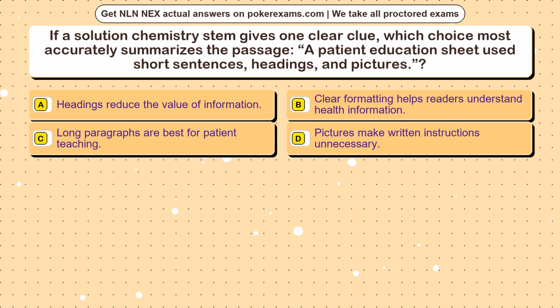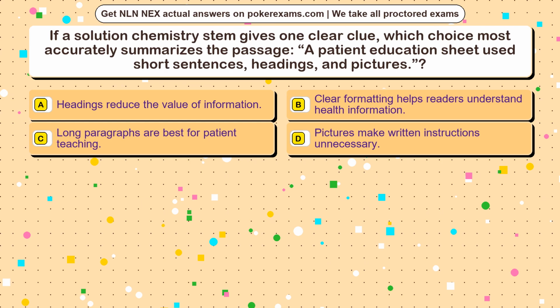Question 4. If a solution chemistry stem gives one clear clue, which choice most accurately summarizes the passage? A patient education sheet used short sentences, headings, and pictures. Option A, headings reduce the value of information. Option B, clear formatting helps readers understand health information. Option C, long paragraphs are best for patient teaching. Option D, pictures make written instructions unnecessary.